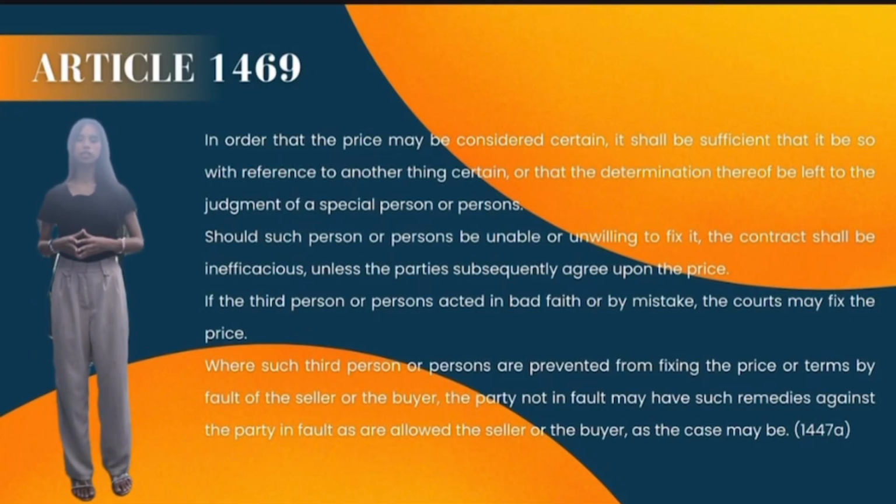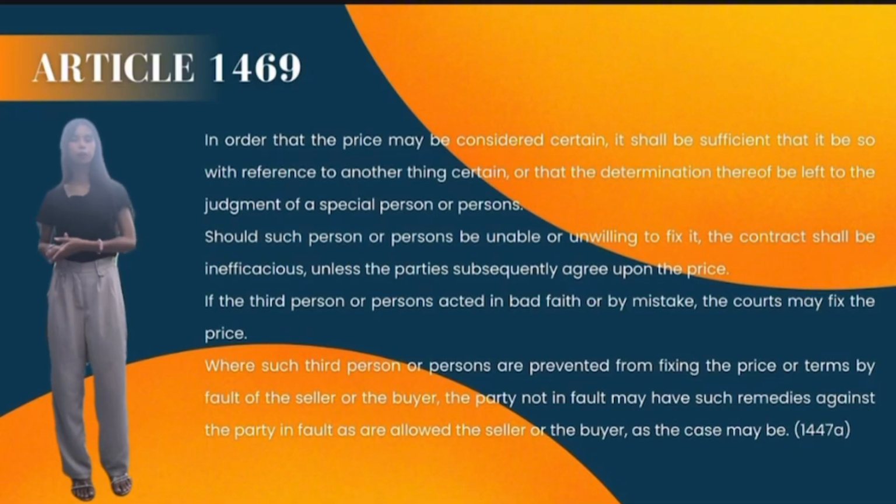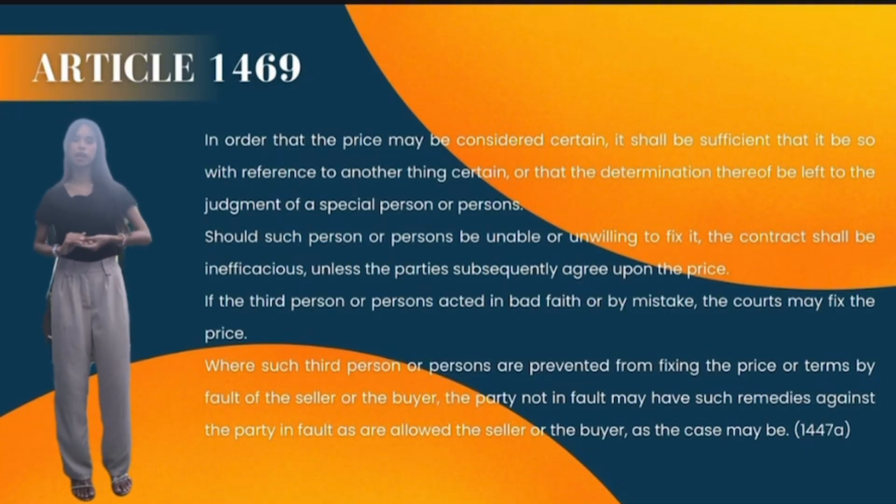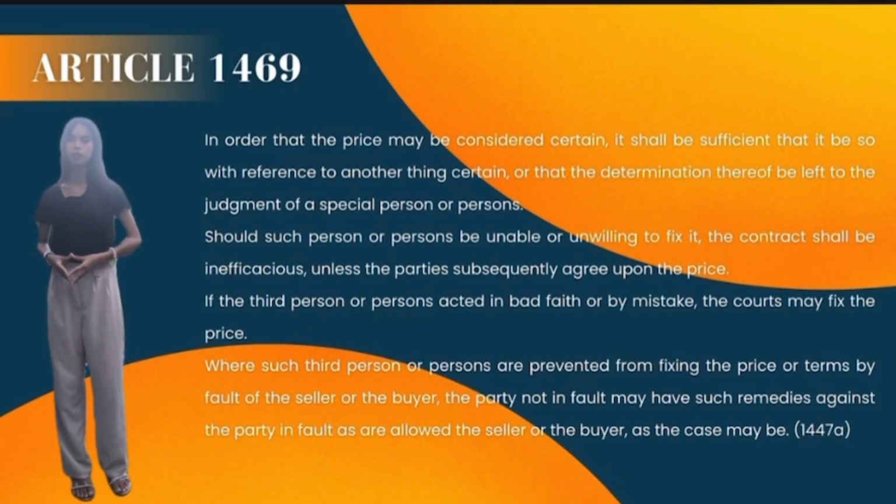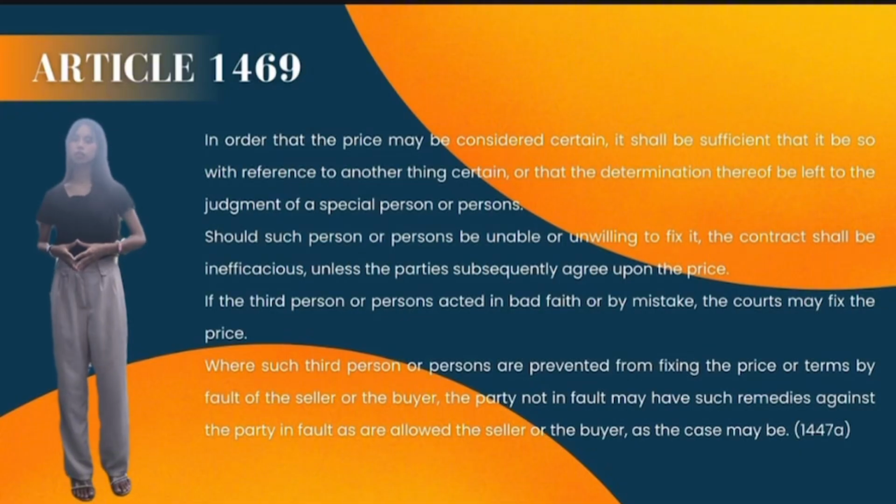Finally, Article 1469 addresses the situation where the seller or the buyer prevents the third person from setting the price. In such a case, the party who is not at fault has legal options. They can choose to either cancel the contract or demand that it be fulfilled, and in either scenario, they can also claim damages from the party who caused the problem. If they choose fulfillment, the court will ultimately determine the price.